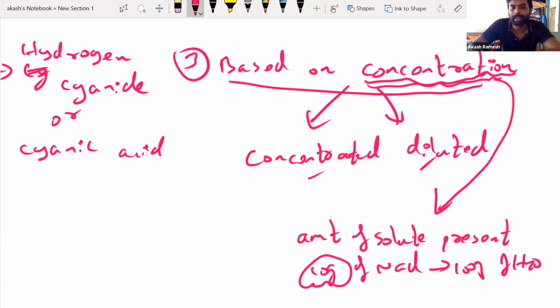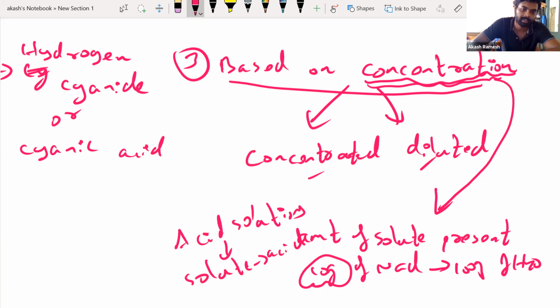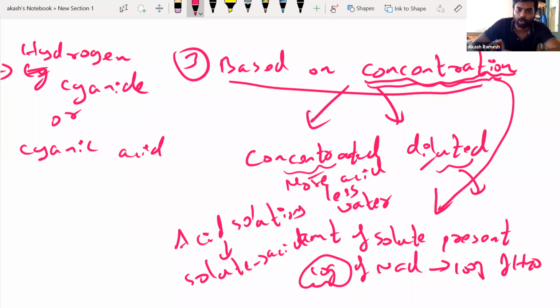We are talking about acid solutions here. Obviously here the solute is the acid, and the solvent would be water. That's understood. Solute is acid and the solvent is water. Now, when I say concentrated acid, I'm going to have more acid, less water. And obviously in diluted, I'm going to have more water and less acid.